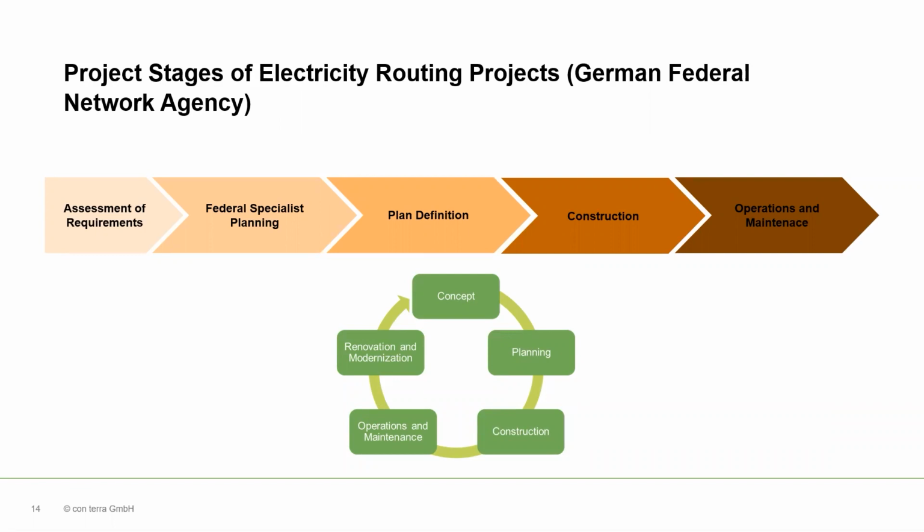The next step was the federal specialist planning phase. Here, local spatial conditions were analyzed and an environmental assessment was conducted to define the general area where the project could be realized. Then in the plan definition phase, this plan was being fine-tuned to define the exact route for the project. The two final phases are construction and operations and management.